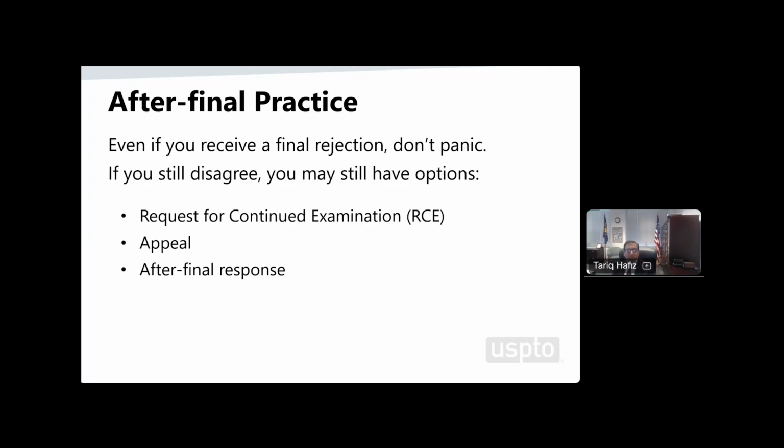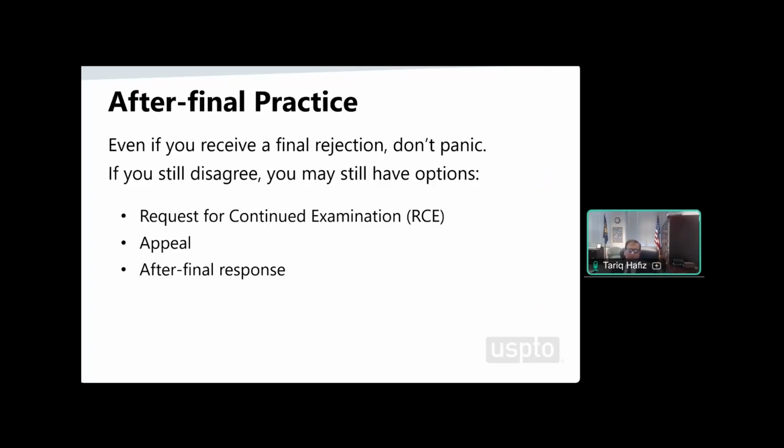You can pay for an RCE, which is a request for continued examination. That's where a new round of prosecution starts, where you get 2 more attempts at patenting your application. You can file an appeal, where you take the rejection to the PTAB, or file an after-final response.